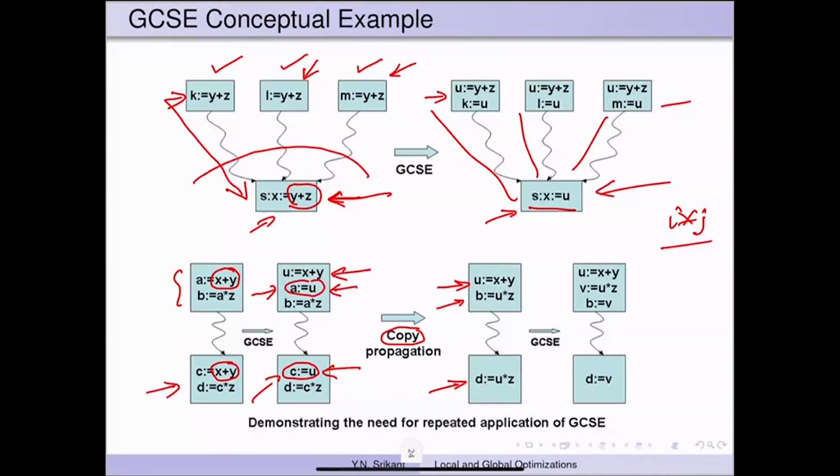Once we do that, we discover that u star z is a common subexpression again. And we can do common subexpression elimination by the same technique. So there is a need for repeated application of the common subexpression elimination technique along with copy propagation in order to get the best benefit. Any question?